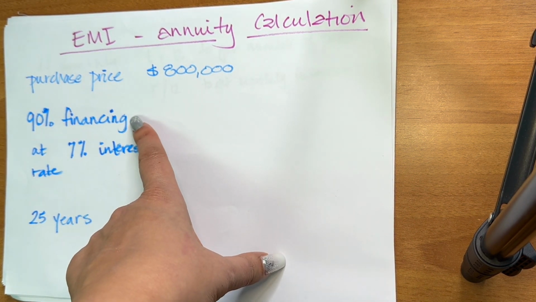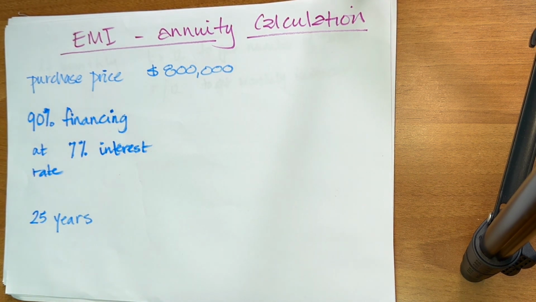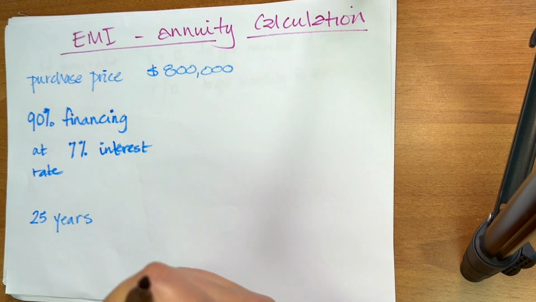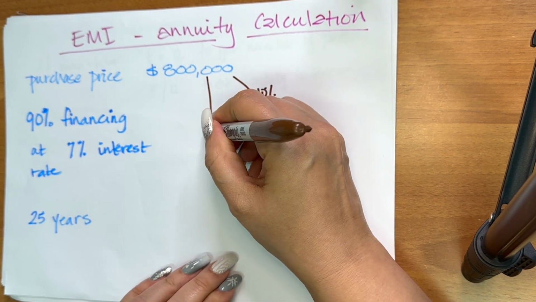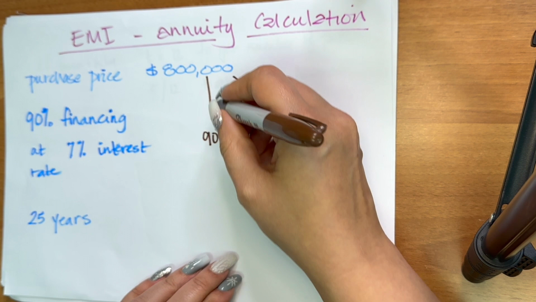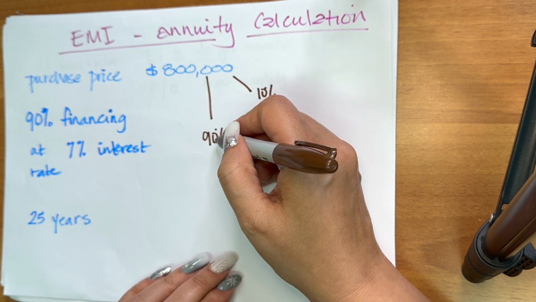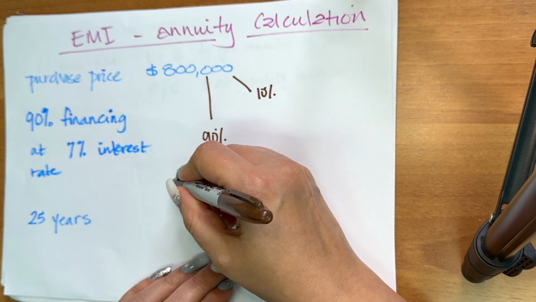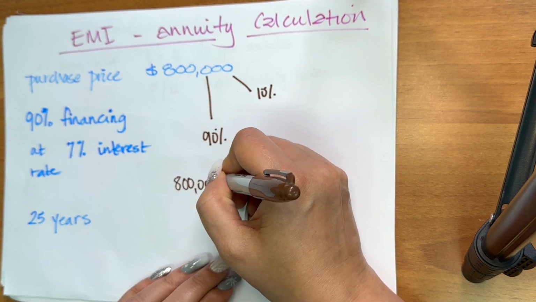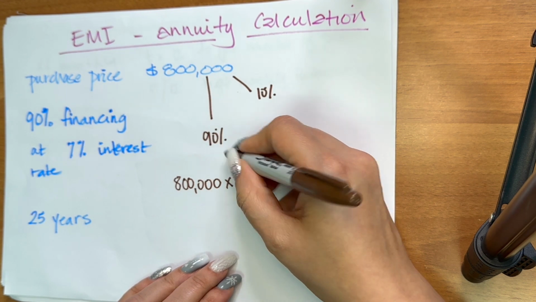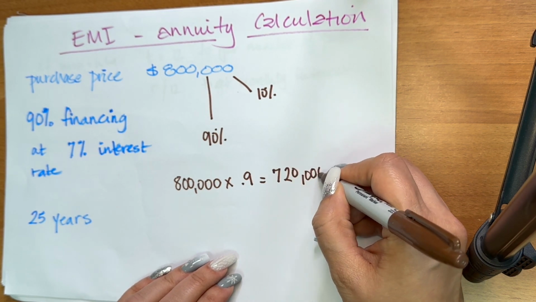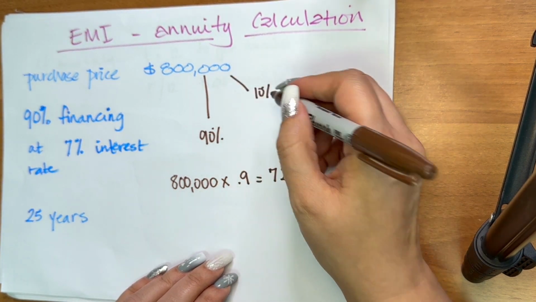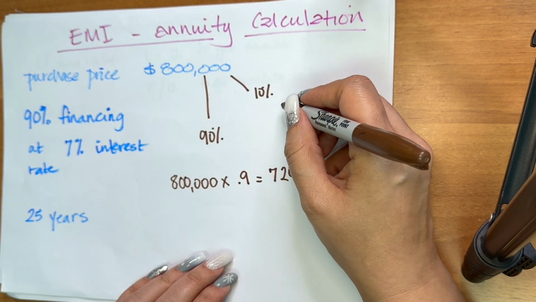property at 90%. So first step, if it's 90%, I need to know how much the loan is. 10% of it is going to be the down payment. 90% is the loan. I will multiply 800,000 by 90% or 0.9. So if I do 800,000 multiplied by 0.9 or 90%, I will get 720,000.